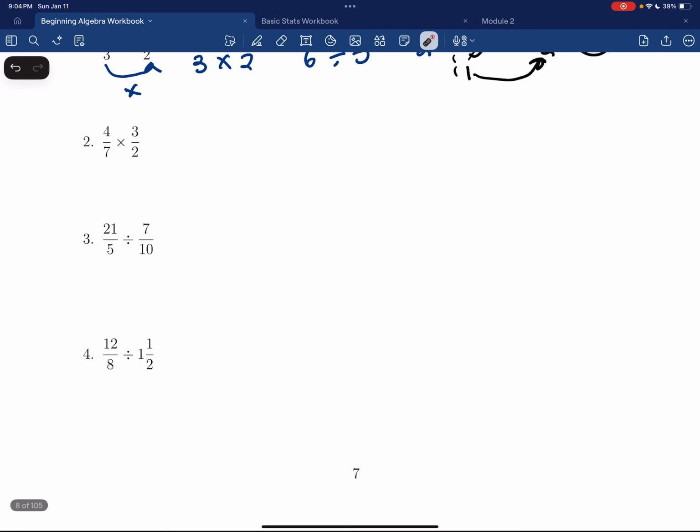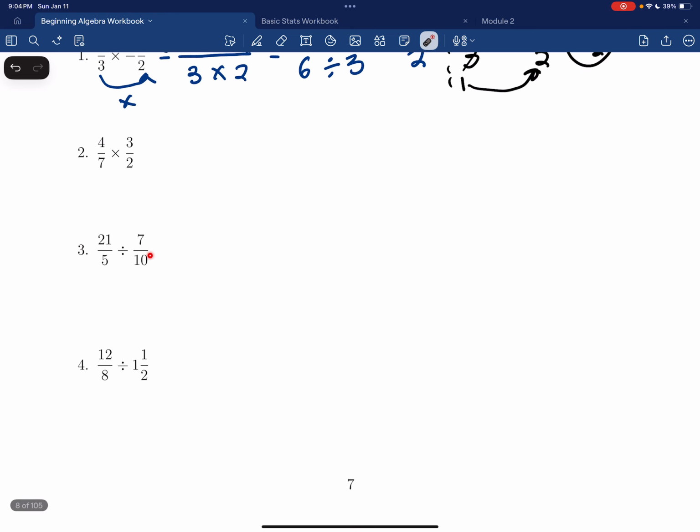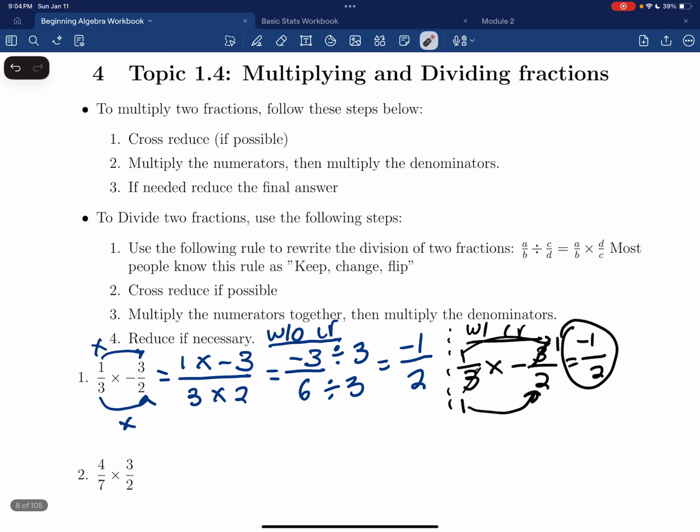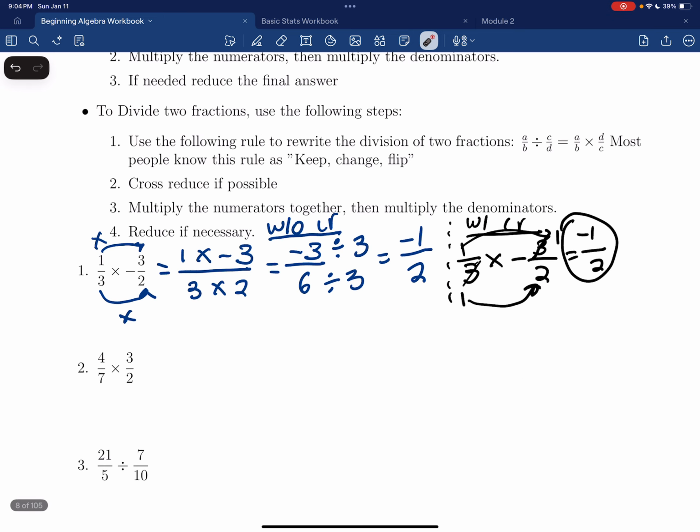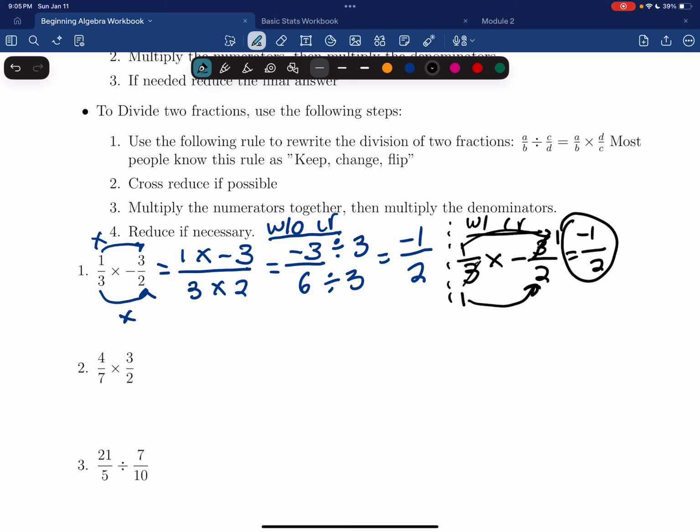But let's say you're dealing with values that are a little bit larger. For example, example number 3 has larger values, and if you're to multiply directly across without cross reducing, it can get a little bit tedious because you're dealing with larger numbers. Anyways, looking at example number 2, I encourage you to pause the video and try this one on your own. And assuming you have given it a go, let's work through it.